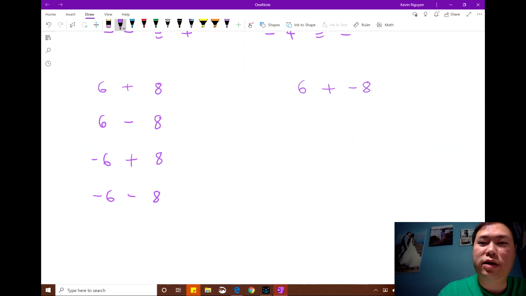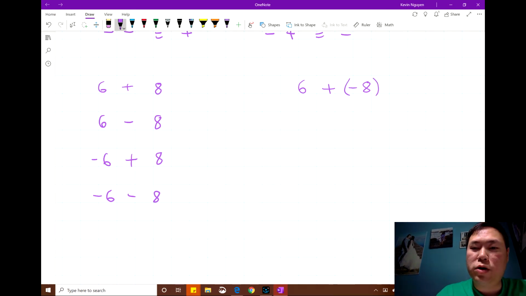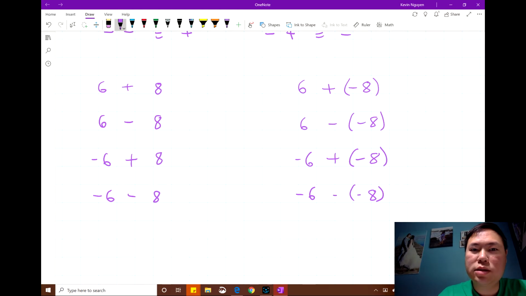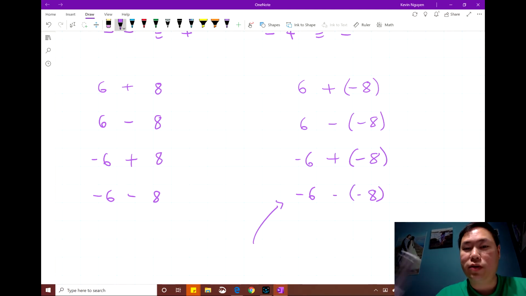Usually when two signs are together, we put parentheses there to cover the second number. We've got 6 minus negative 8. Same thing, negative 6 plus negative 8, and negative 6 minus negative 8. So the problems on the right side are more complicated than the ones on the left side. Now I'll go over them with you.